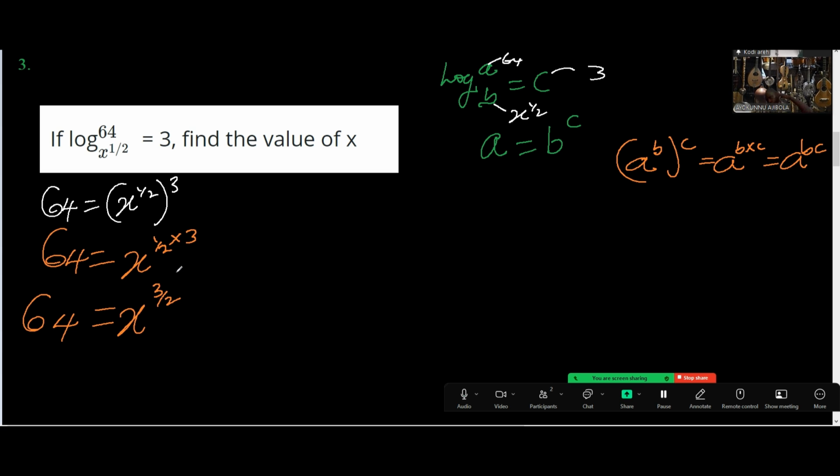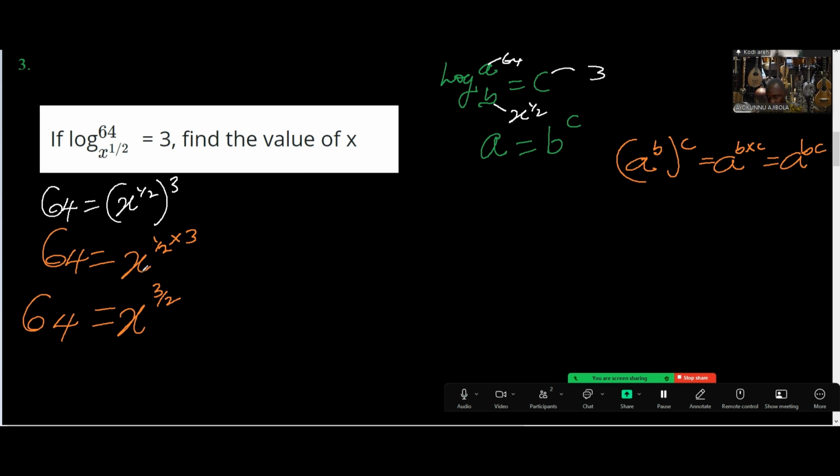Now, to get rid of 3 over 2 on x, I can do something. The first thing to do is to find the square root of both sides.